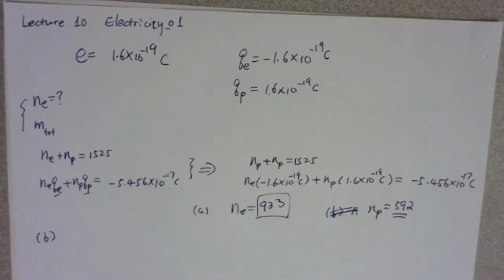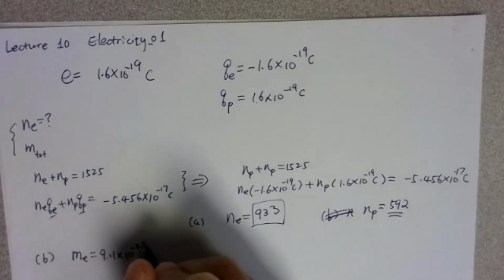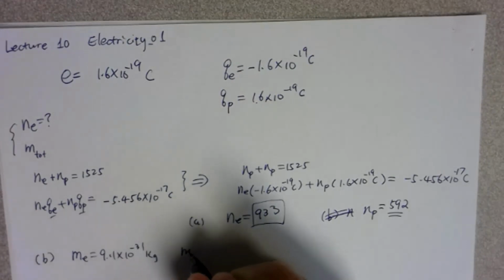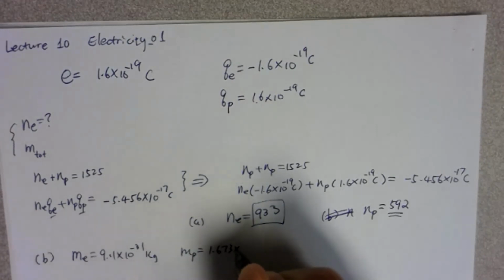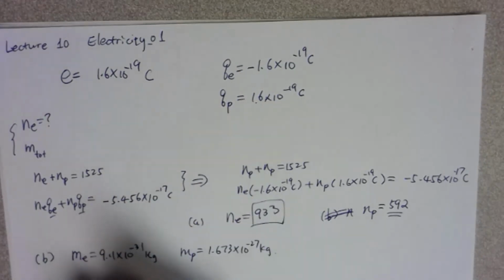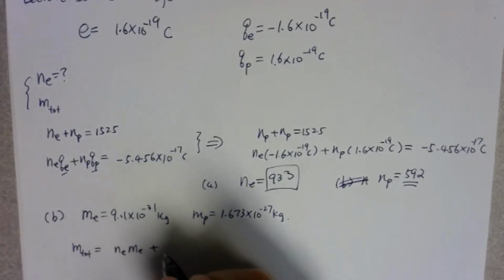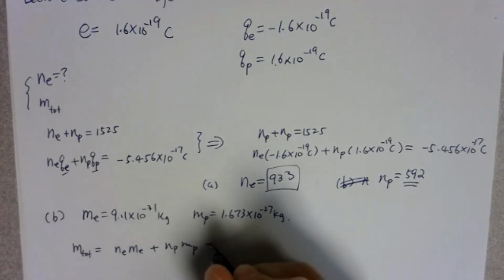So you again need to use the constant numbers for the masses of the electrons and protons. They are the fundamental numbers. The mass of the electron is 9.11 times 10 to the minus 31 kilograms. The mass of the proton is 1.673 times 10 to the minus 27 kilograms. So the total mass should be equal to the number of electrons times the mass of an electron, plus the number of protons times the mass of a proton.